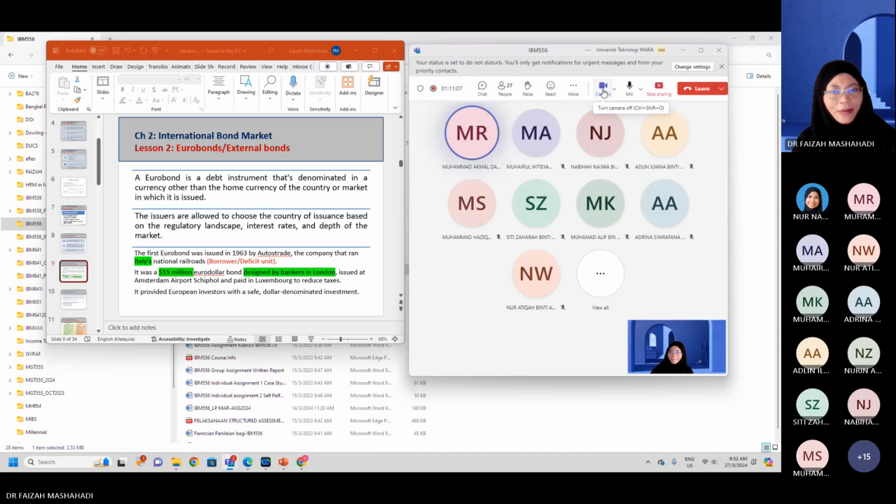Okay, Doktor. All right. Yes, madam. All right. So we have this example.